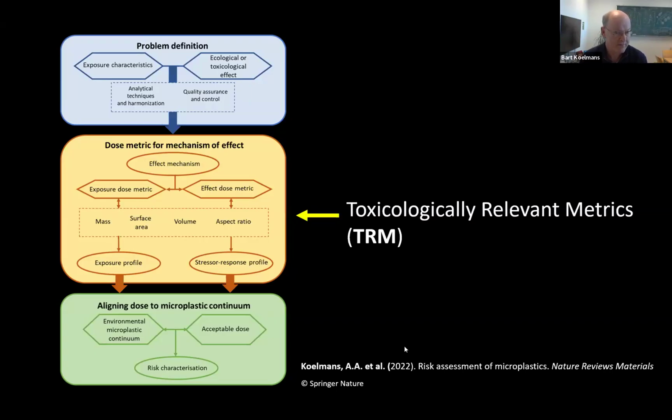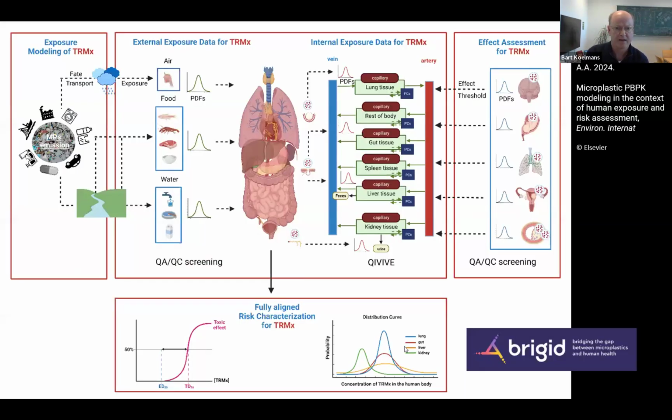Here you see a couple of examples: mass, surface area, volume, that according to earlier literature is thought to be relevant for effects in human organs and tissues. And then at the end of the day, this can be aligned and compared, and then you would have a risk assessment. So that is all meant to illustrate that at the stage of the exposure, it's important to already think about these things. Now, this is basically the same idea, but with another level of detail.